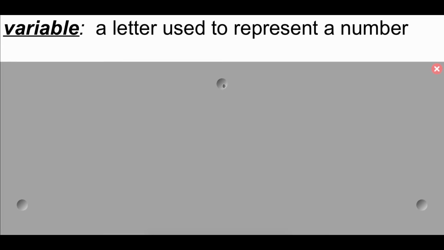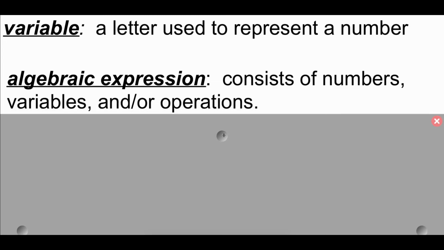Now, the next term I want to define is what an algebraic expression is. That's what this video is all about, algebraic expressions. So, an algebraic expression consists of numbers combined with variables using some sort of operations. Addition, subtraction, multiplication, division, any of those operations could show up in an algebraic expression.